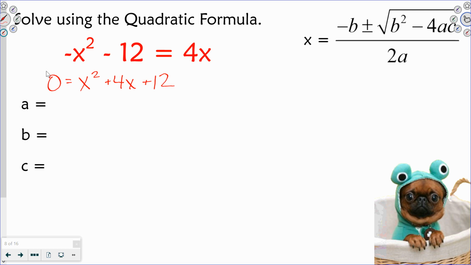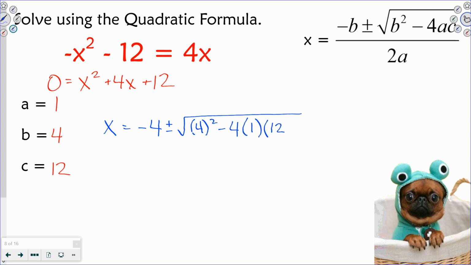All right, so my a value is 1, my b is 4, and my c is 12. Plugging things in. x equals negative b, so make that negative 4, plus or minus square root of b squared, 4 squared, minus 4 times a times c, all over 2 times a.